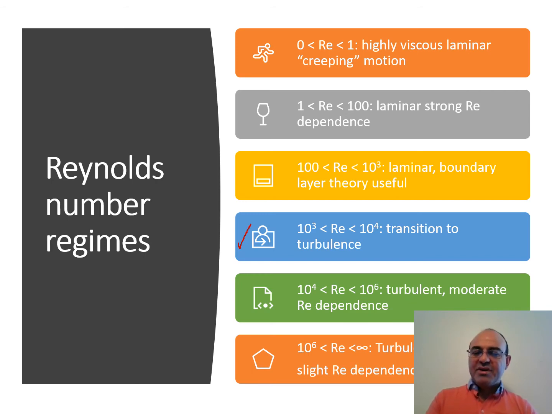And for Reynolds numbers larger than 10 to the power of 6, it is fully turbulent. I mean, it's been turbulent before, it's turbulent again, and the dependence on Reynolds number in the design conditions is negligible. We will see these things later when we want to calculate the friction factor and the pressure drop in a pipe.